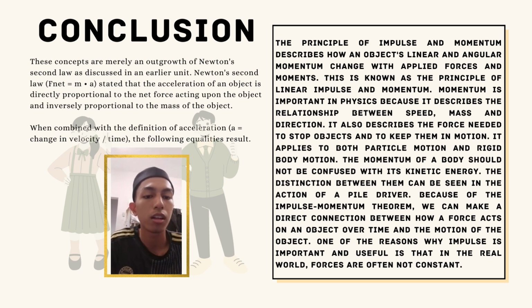This concept is merely an outgrowth of Newton's second law, as discussed in an earlier unit. Newton's second law states that the acceleration of an object is directly proportional to the net force acting upon the object and inversely proportional to the mass of the object. When combined with the definition of acceleration, a equals change in velocity over time, we get the following equalities as the result.